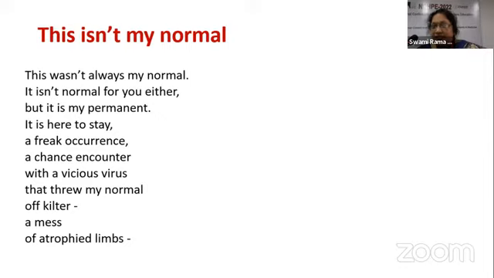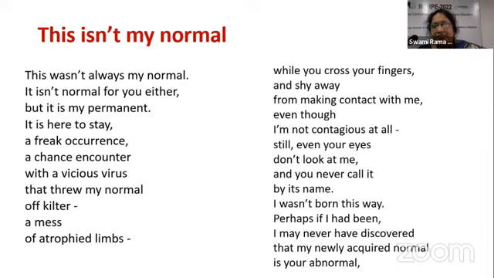It is here to stay, a freak occurrence, a chance encounter with a vicious virus that threw my normal off kilter, a mess of atrophied limbs. While you cross your fingers and shy away from making contact with me, even though I'm not contagious at all, still, even your eyes don't look at me, and you never call it by its name. I wasn't born this way. Perhaps if I had been, I may never have discovered that my newly acquired normal is your abnormal.